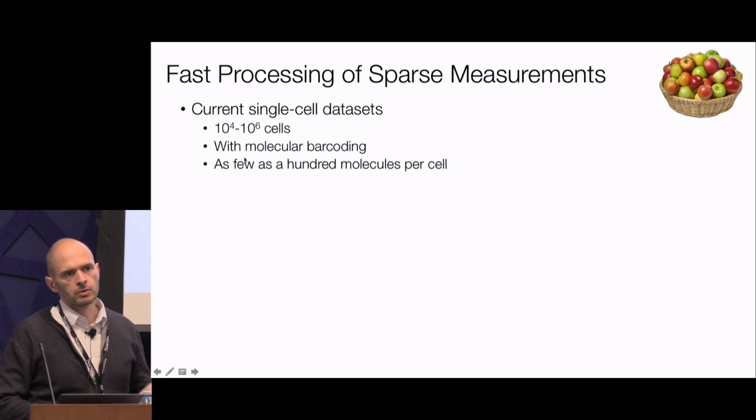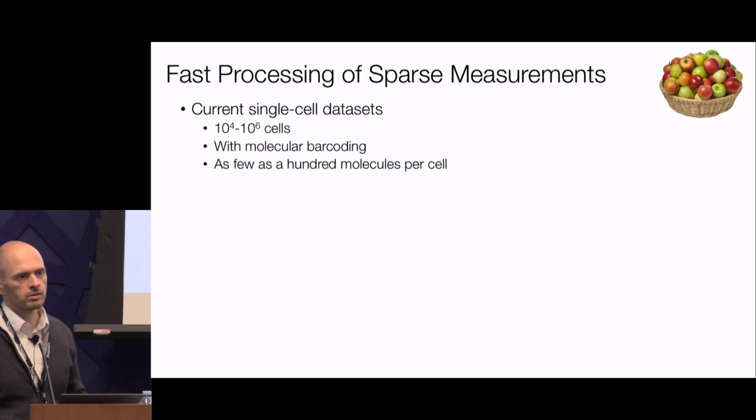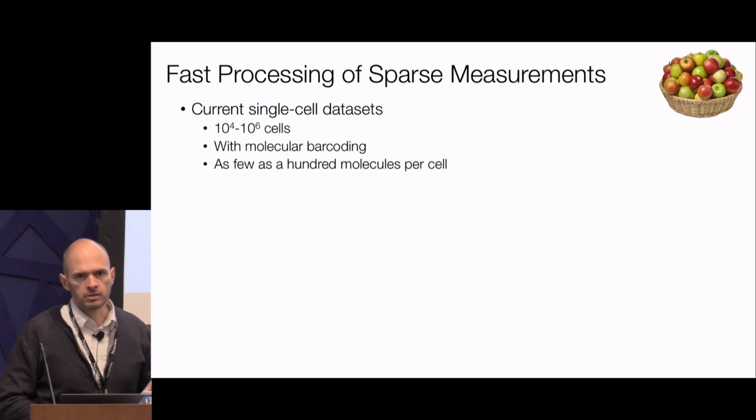Pretty much all the protocols, except for Smart-seq2 that's still used in some cases, rely on this molecular barcoding, the UMI strategy, which allows you to drastically reduce the effect of amplification noise. So for us, that means that we can get away with simpler statistical models. We used to fit really complex models per cell, and now we fit a per data set model that is much simpler.